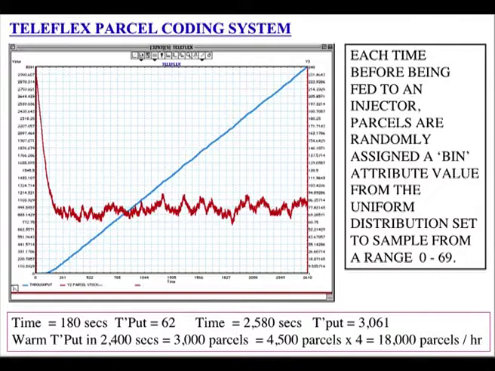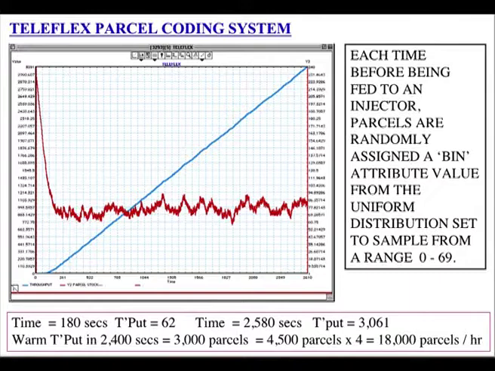Here we have an output from the Teleflex model. The blue line shows throughput and the red line shows the queues of the parcels which have been recirculated before being injected. This is taken in this case as the measure of warm-up. Now each time before being fed to the injector, parcels are randomly assigned a bin attribute value from the uniform distribution set to sample from a range of 0 to 69 to cover the 70 bins modelled.